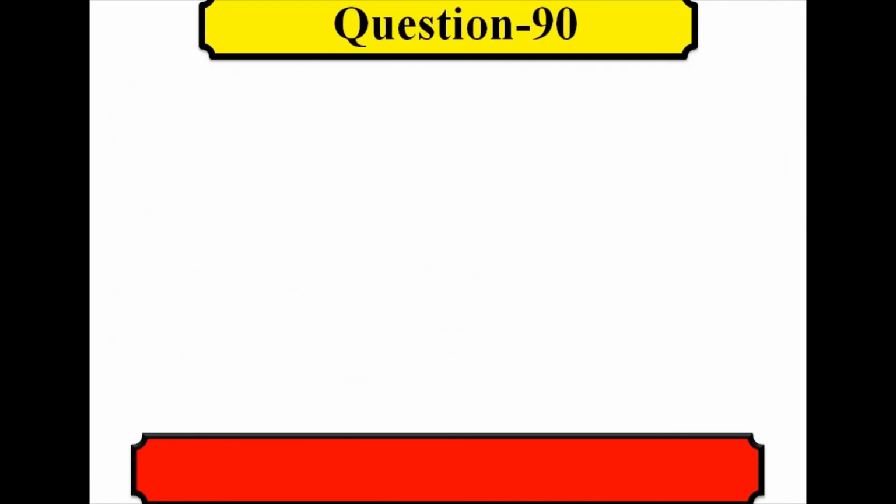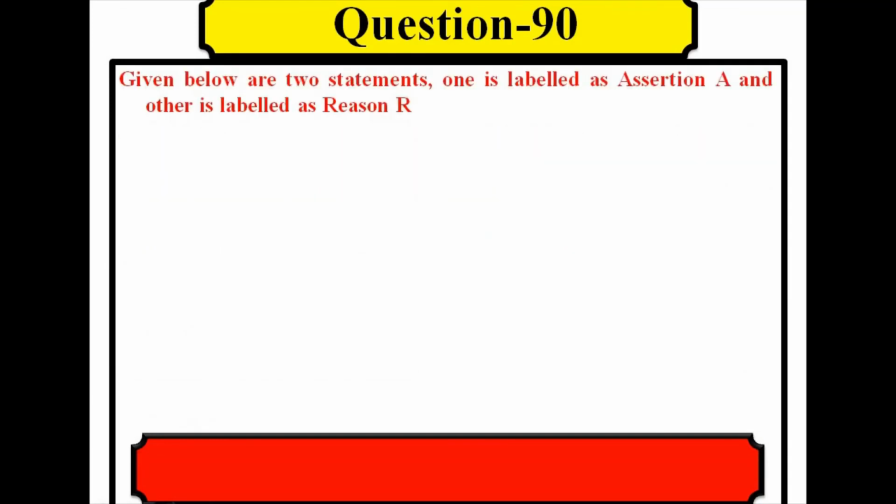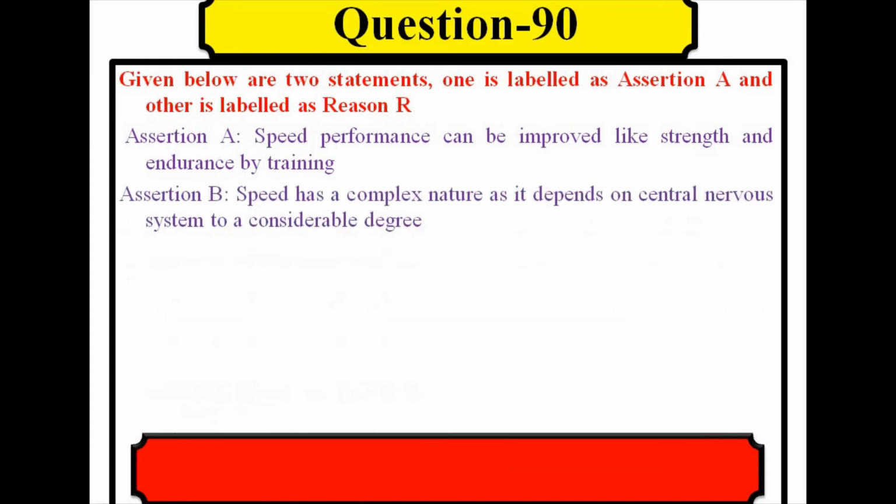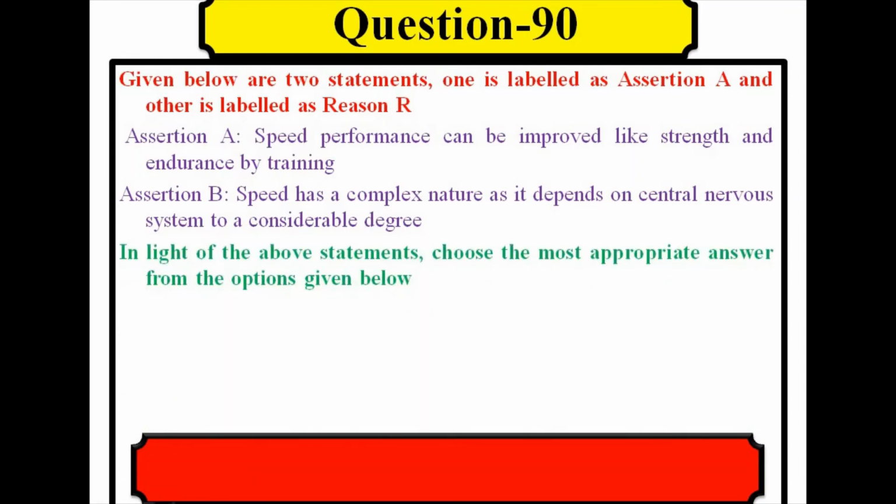Question 90. Given below are two statements, one is labeled as assertion A and other is labeled as reason R. Assertion A, speed performance can be improved like strength and endurance by training. Reason R, speed has a complex nature as it depends on the central nervous system to a considerable degree. In light of the above statements, choose the most appropriate answer from the options given below.